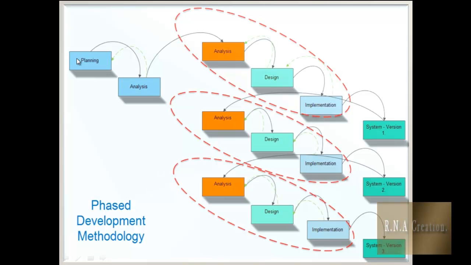As you can see, planning, then analysis, and this is version 1 taking place: analysis, design, implementation. This is system version 1, and then we go again to the analysis, design, implementation. This is version 2 and then 3. What's happening is that the project has been broken down and it is getting implemented by versions.